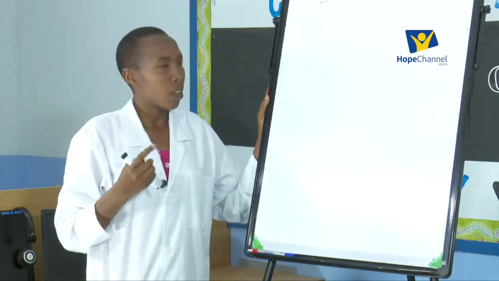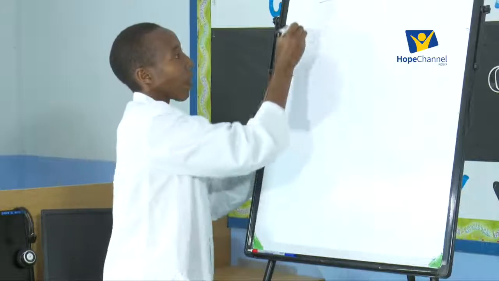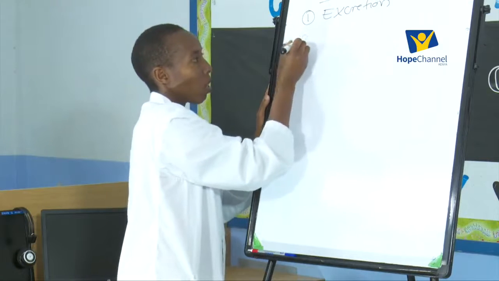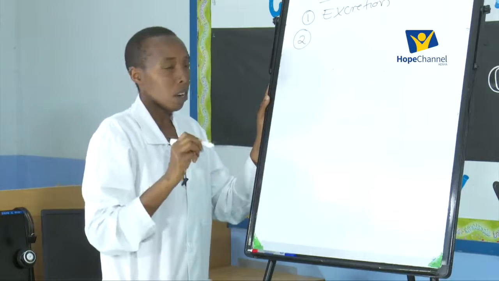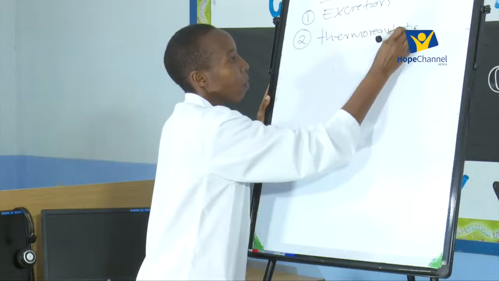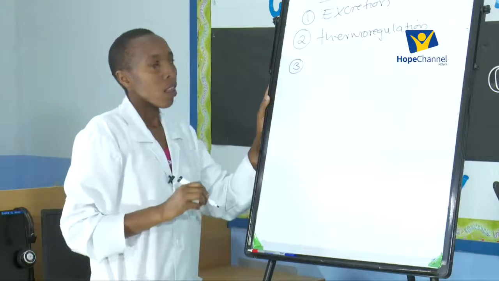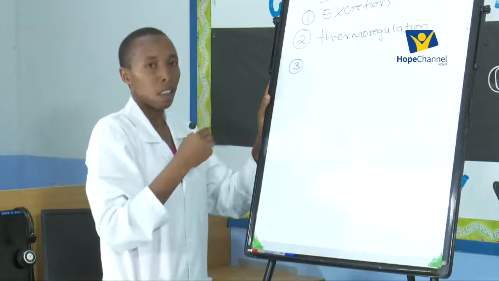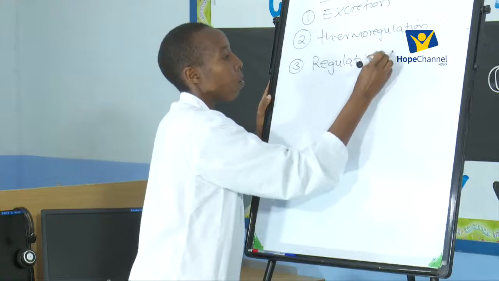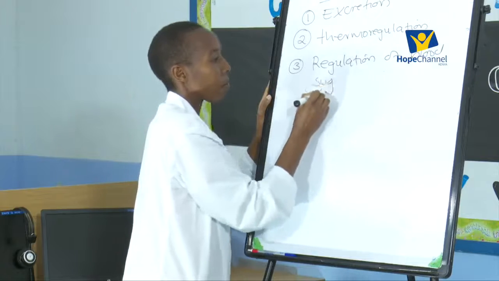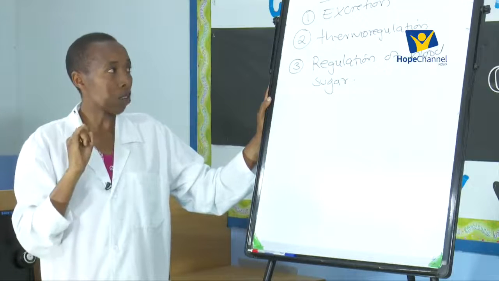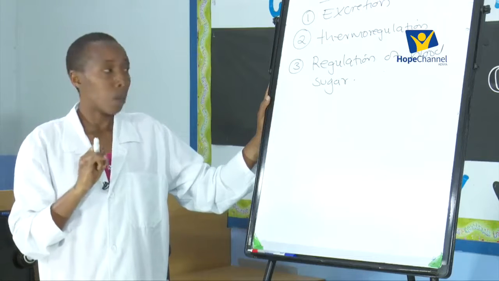Now, how many roles does the liver play? Number 1, the liver does the role of excretion. That is the first role. Number 2, the liver does the role of thermoregulation. Number 3, the liver does the role of balancing the amount of sugars in the blood, regulation of blood sugar. For now, I will discuss the three major functions of the liver: excretion, thermoregulation, and regulation of blood sugar.